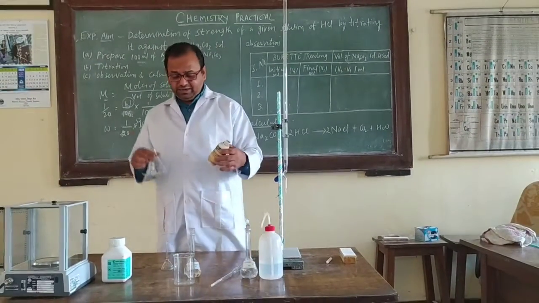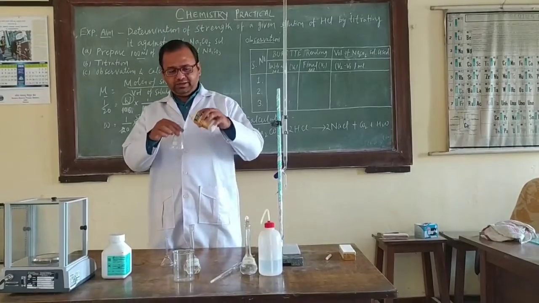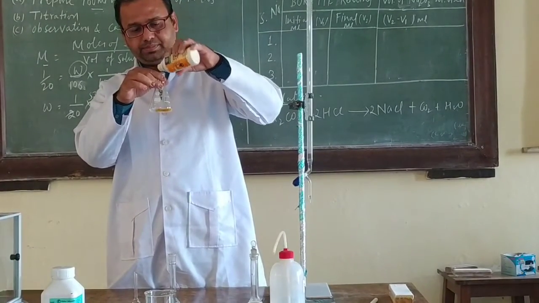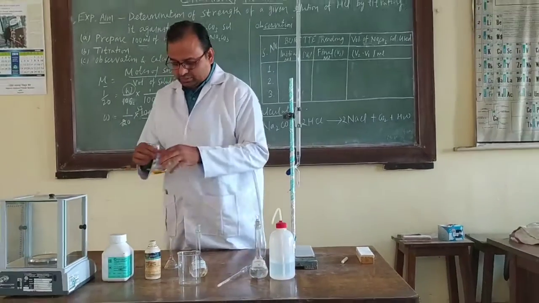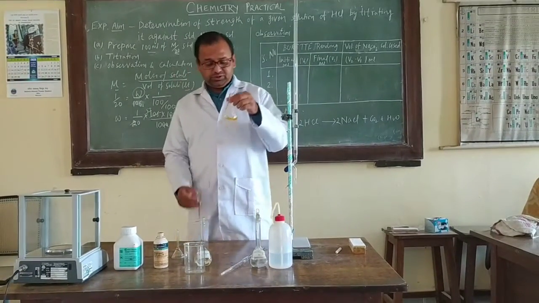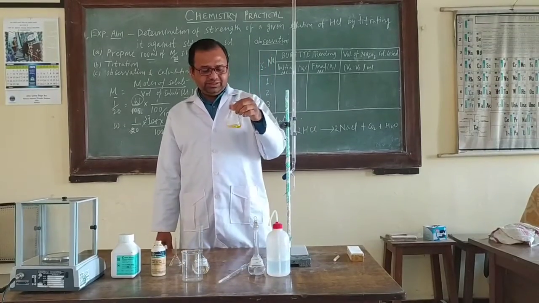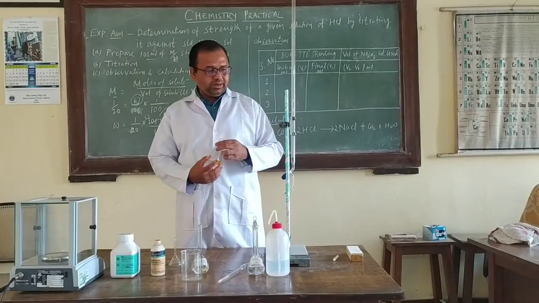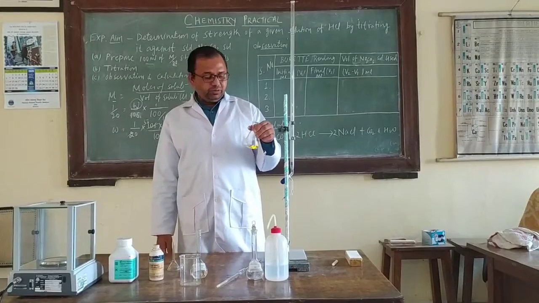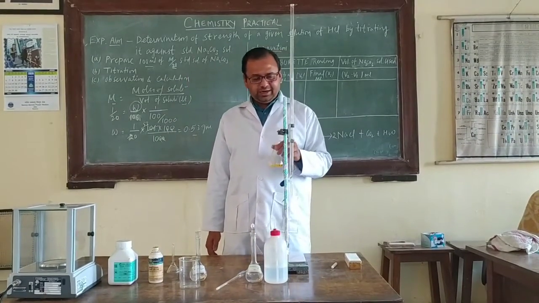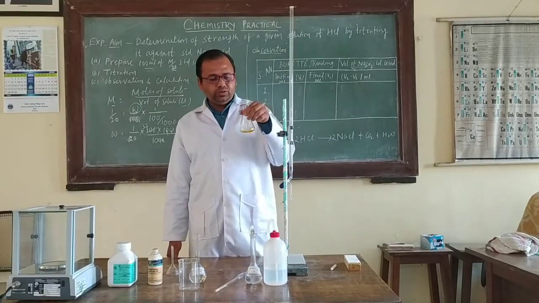Now after this we add 1 or 2 drops of methyl orange indicator. Now this is the basic solution. So the methyl orange gives yellow color with base. This is the basic salt, and now we do the titration process. At the neutralization or at the end point, this yellow color is converted into red color.